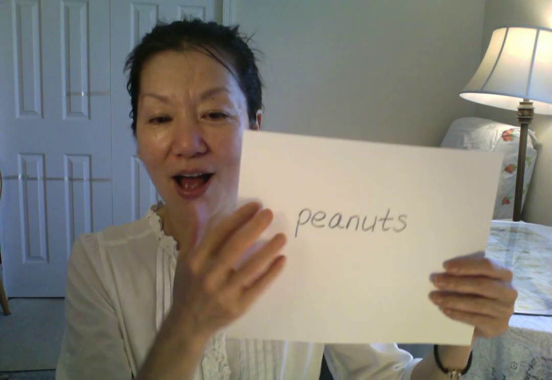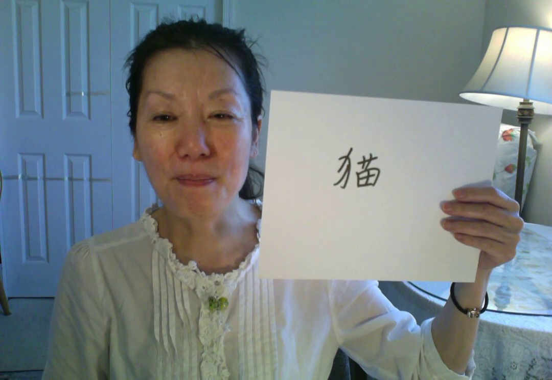花生. Yeah. One more time. 花生. Okay. I double check. Peanuts. 花生. Peanuts. And that's right here. 猫. Cats. 猫. Yeah, cats. 猫. Okay. Let's double check here, okay?